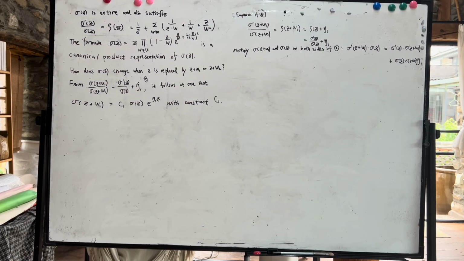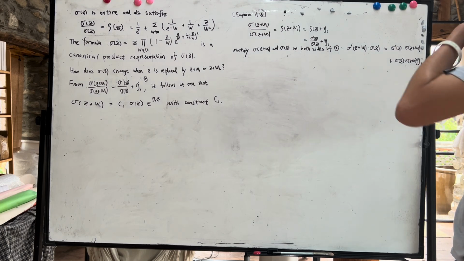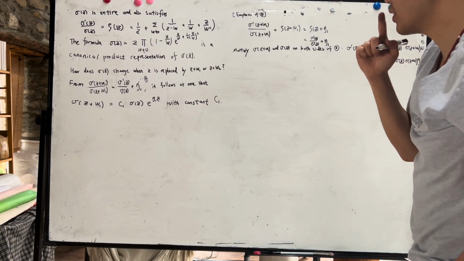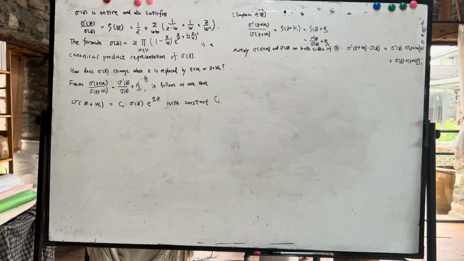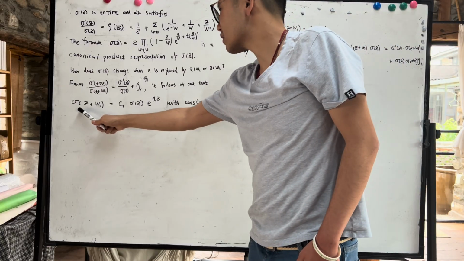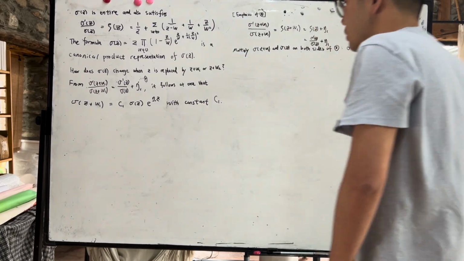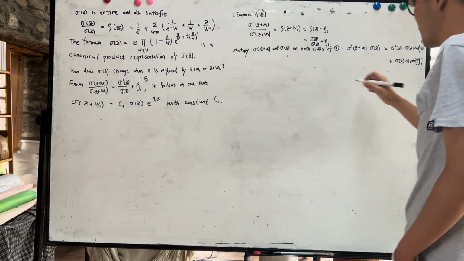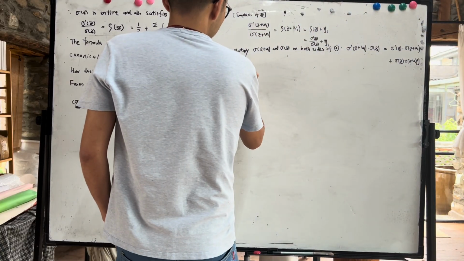So let's see. Because everything is non-zero, I can do the division. Maybe we can subtract the sigma of z plus w1. Let's subtract that and then move everything else to the other side, and see what happens.